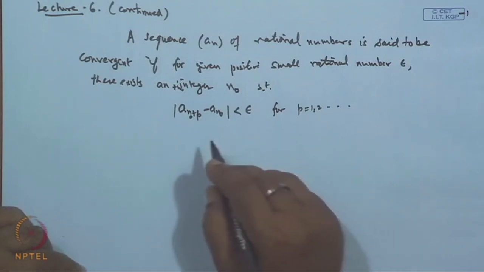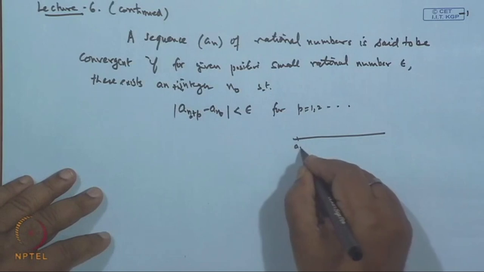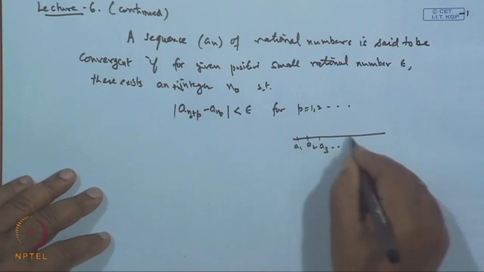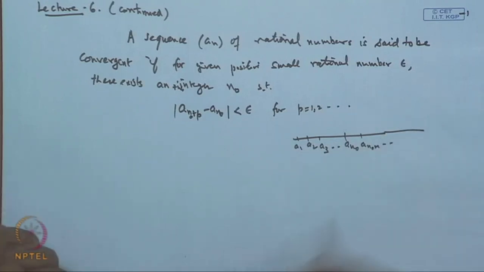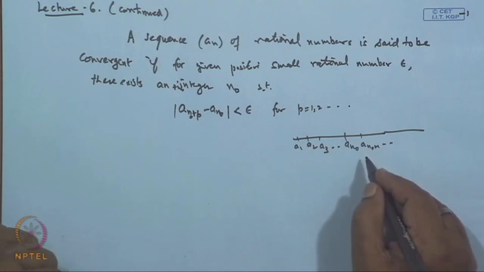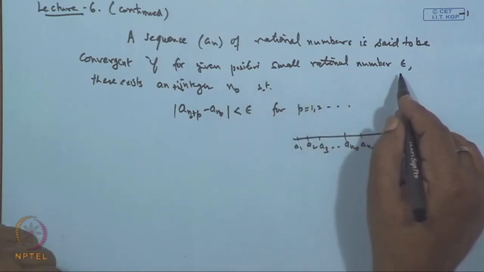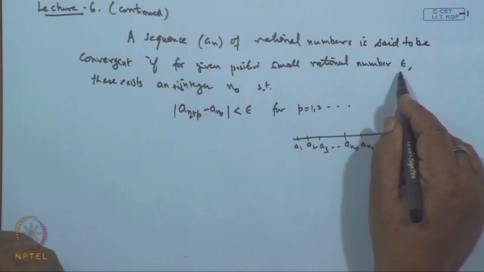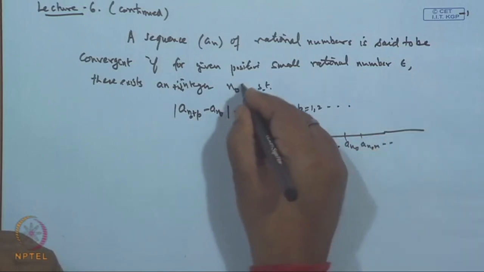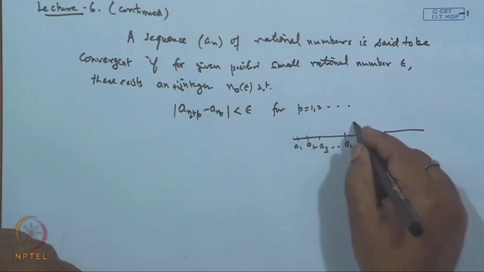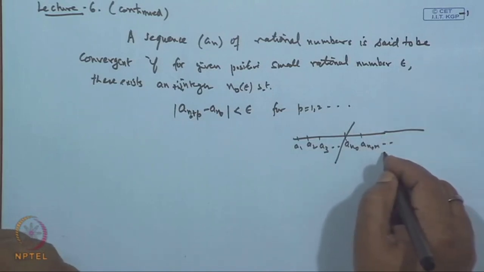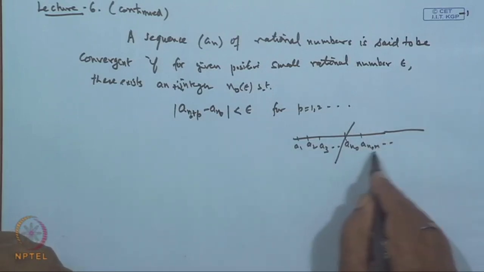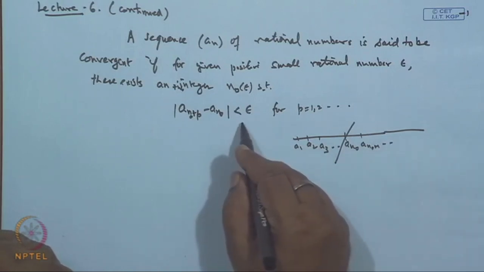It means that after a certain stage, if these are the points a 1, a 2, a 3, a n naught, a n naught plus 1 and so on, this is a sequence of rational numbers. The sequence will be convergent if, given any small positive number epsilon, corresponding to this epsilon one can identify n naught. It means n naught will depend on this epsilon, such that if I truncate this series, then after this all the terms of the sequence will satisfy this condition. So, the difference from a n naught to any other term can be made as small as we please.